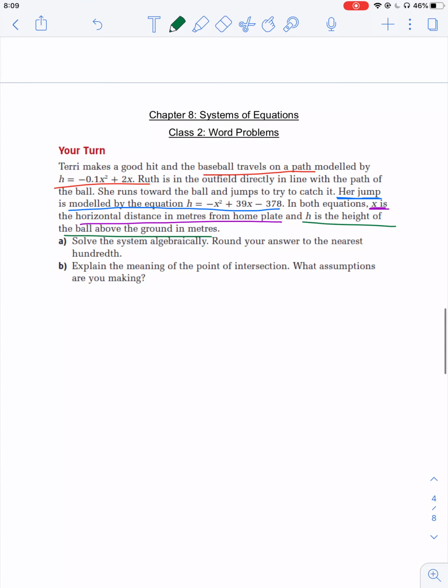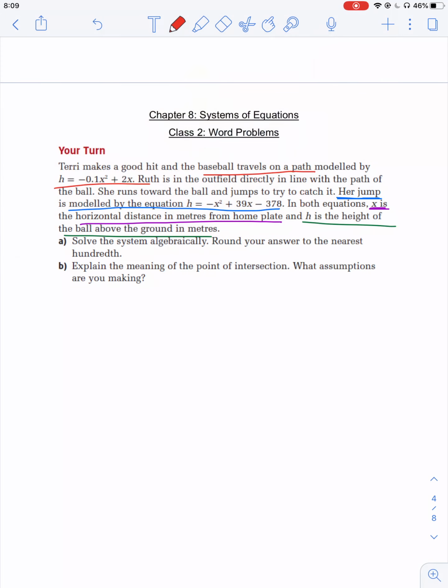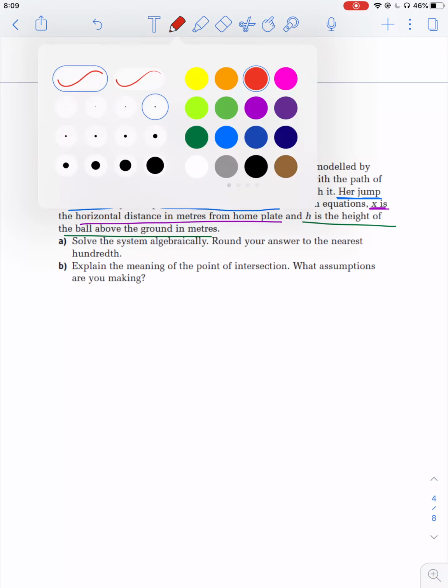What I'm going to do is another question, and this is a golf one, or baseball, I don't know. Oh yeah, it's a baseball one. So this is the hit that Terry makes. It takes this trajectory, right?